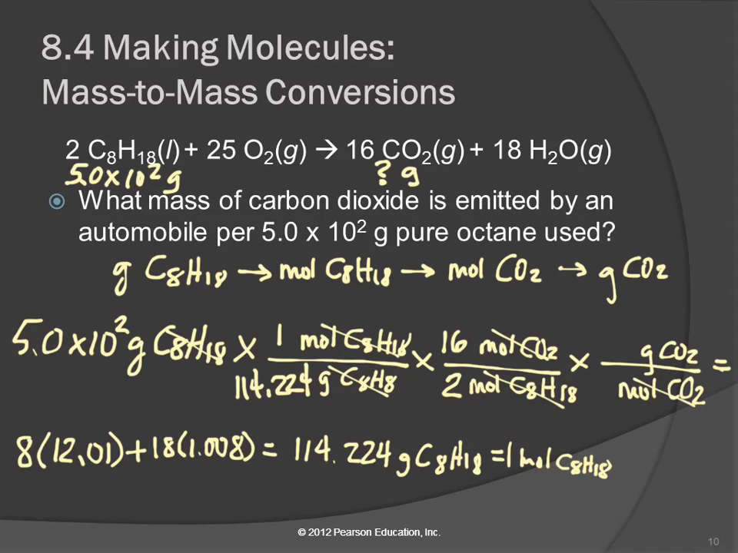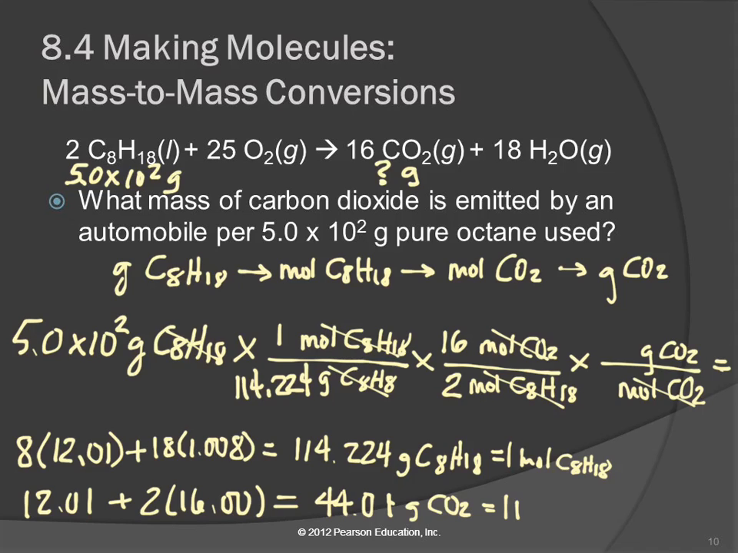And then we need the CO2, which I believe is 44, but we'll work it out. 12.01, 1 carbon, and 2 oxygens. And that should be 44.01 grams of CO2 equal to 1 mole of CO2. So that's going to go into this last term here. Grams is on top, so that's where the number goes. 44.01 and 1 mole on the bottom. Again, we're not multiplying that out by 16.